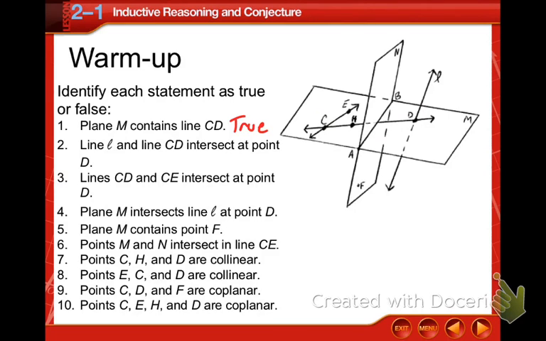Then we can look at line L and line CD intersect at point D. So line L is this one going through. That dotted line there means that the line is going through the plane. So it's not in the plane, it's going through it. And then we can see again that it intersects line CD, which is the line we had circled before. Line CD is there, right here. And they do intersect at point D there, right here in purple. So, it is true.